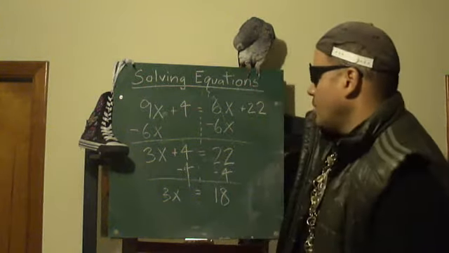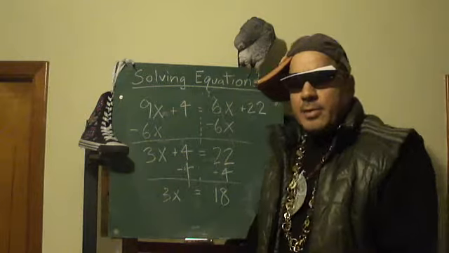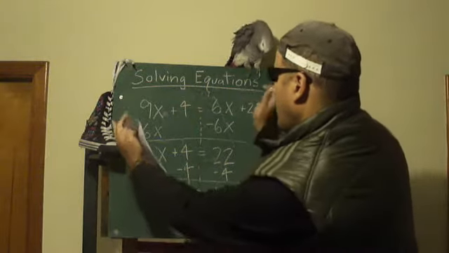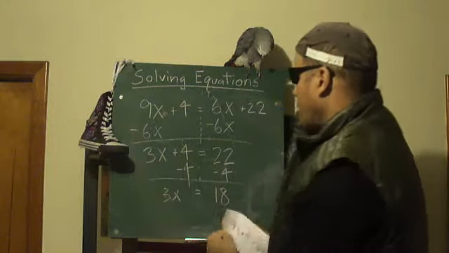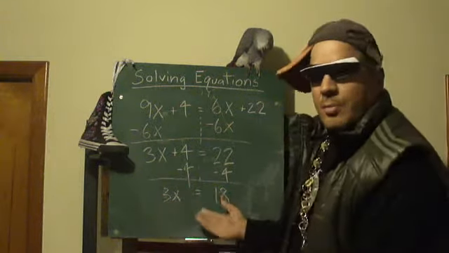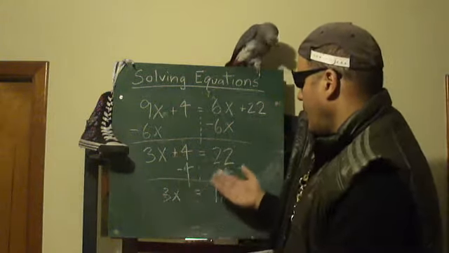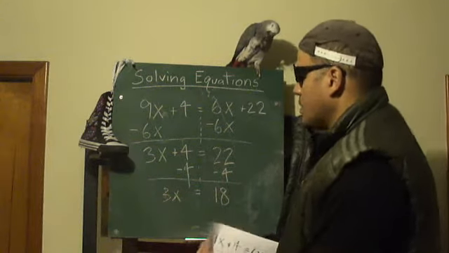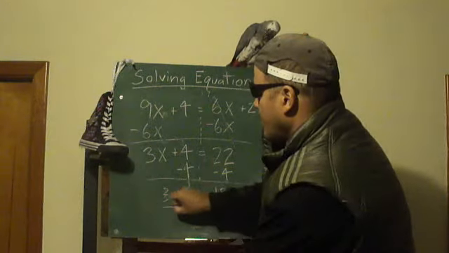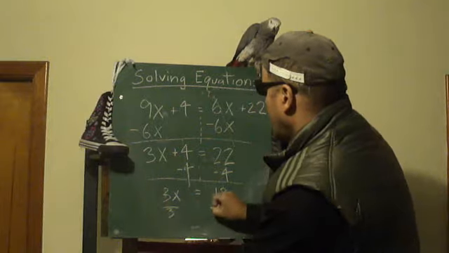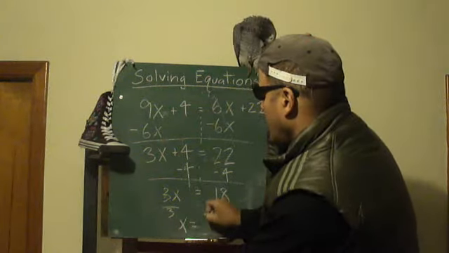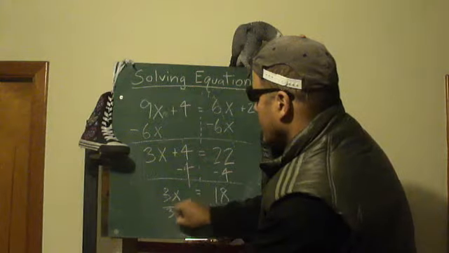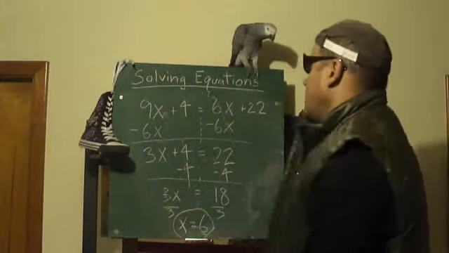And you'll notice, if you're doing this correctly, that it kind of makes a triangular shape. As it gets simpler and smaller, your equation, you're dealing with fewer terms, you're combining like terms, and it's getting smaller and smaller until finally we divide by 3, and x equals 6. Okay?